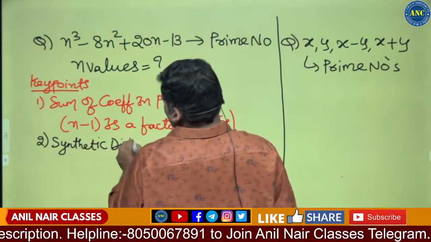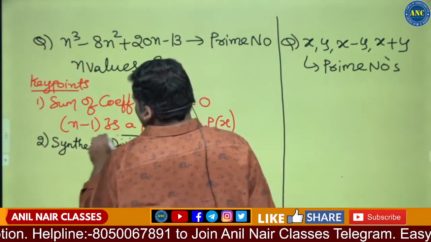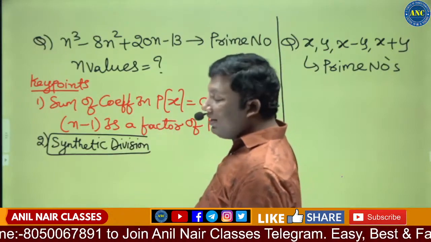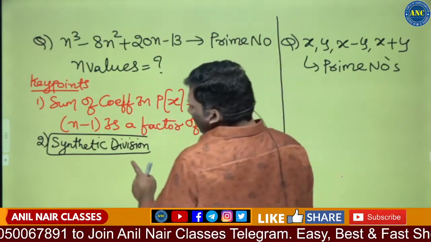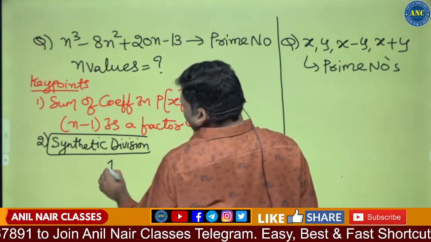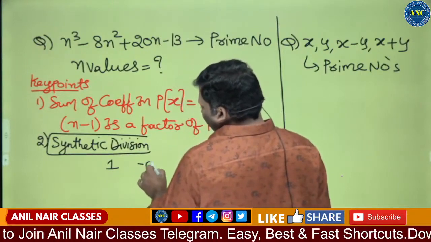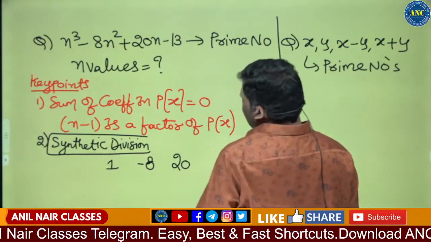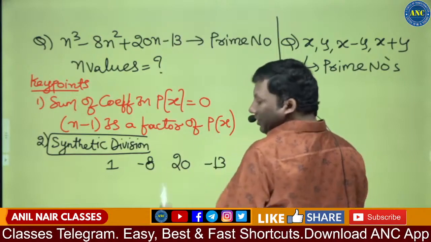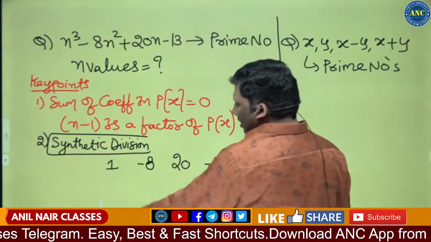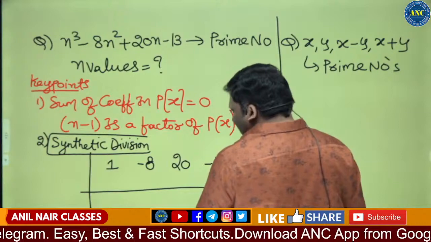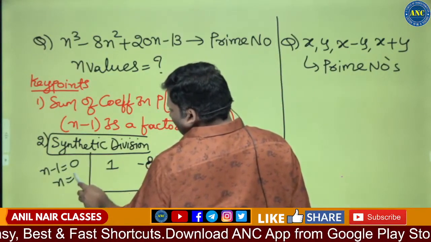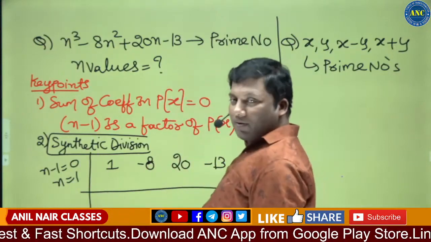What is this synthetic division? A cubic is divided by a linear. It will help us in finding the quotient. How to do it? Please see here. Coefficient of n cube is 1, coefficient of n square is minus 8, coefficient of n is 20, constant is minus 13. It is divided by n minus 1, so n minus 1 equivalent to 0, n equivalent to 1.